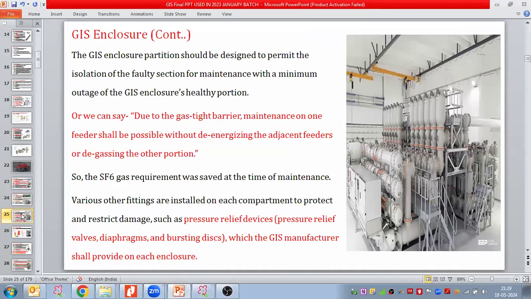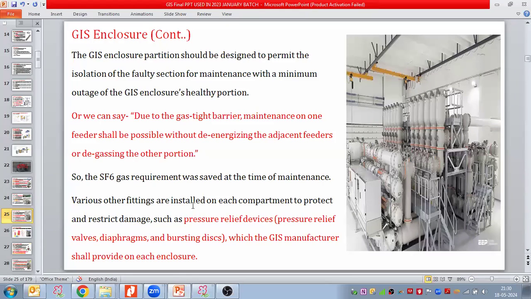Now, again, the GIS enclosure partitions should be designed to permit the isolation of the faulty section for maintenance with a minimum outage of the GIS enclosure healthy portions. Or we can say due to the gas tight barrier, maintenance on one feeder shall be possible without de-energizing or degassing the adjacent feeders or the other portions of the GIS module. So the SF6 gas requirement is saved at the time of the maintenance, if we are dividing the whole GIS into small compartments.